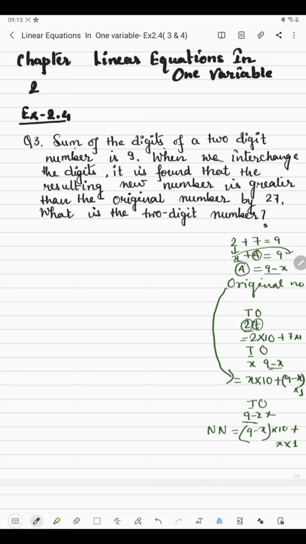Now it is said that the resulting new number is greater than the original number by 27. Suppose I take a number, say 5, and another number is 10 more than this number. What will the other number be? 5 plus 10, which is 15. What is the difference between these two? It's 10. So from the new number, if you subtract the original number, we get the difference between these two, which is 10. Now let's start.